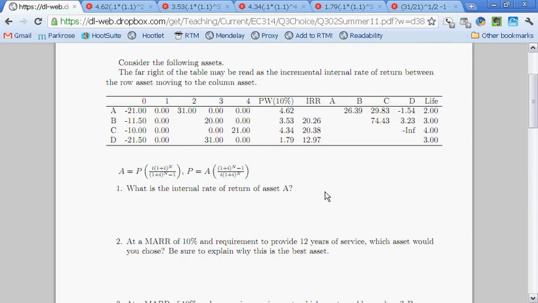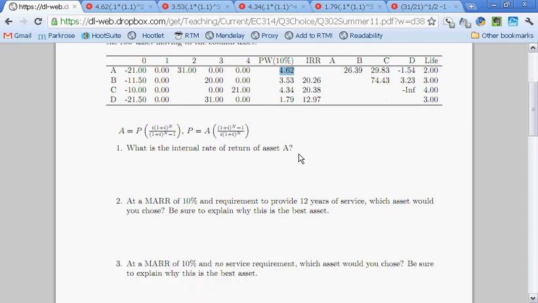The next one requires a little bit of calculation, doing that chain purchase thing. The idea is you need to provide 12 years of service, and you do this by buying one of the assets, letting it burn out, getting another one, letting it burn out, and so on, until that gets you to 12 years. For those kinds of chain purchases, the most efficient calculation to make is finding the annual worth of each one of these. For example, asset A lasts 2 years, shown right over here. So the annual worth is for a present worth over 2 years. That calculation is shown right here, using the A over P equation, all set up for 10%. And you find out that the annual worth is 2.66.